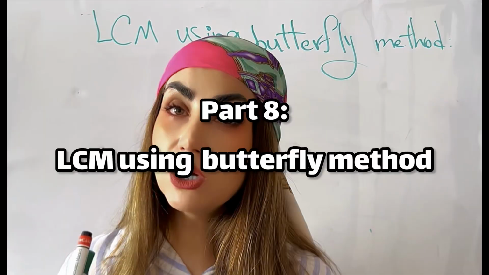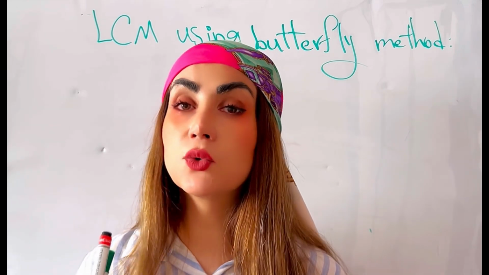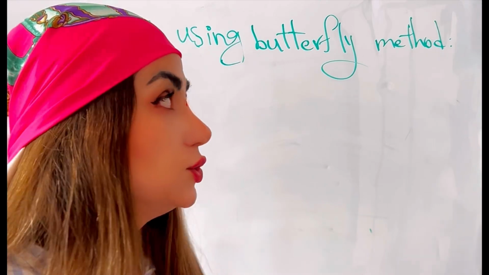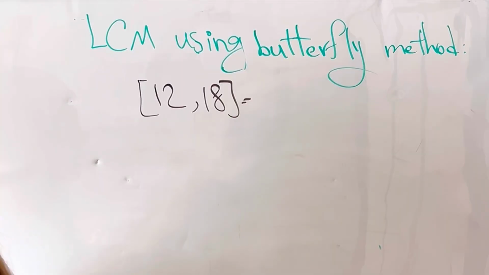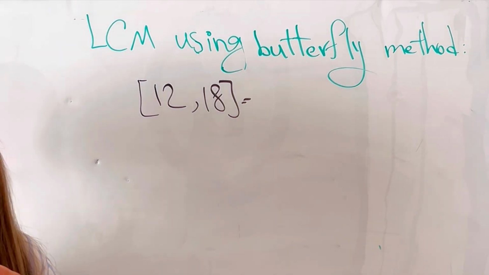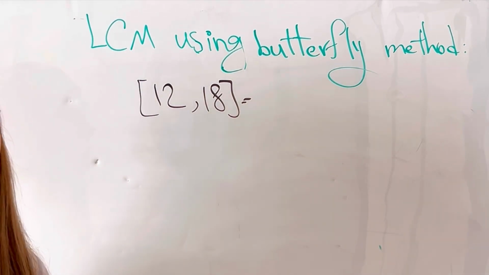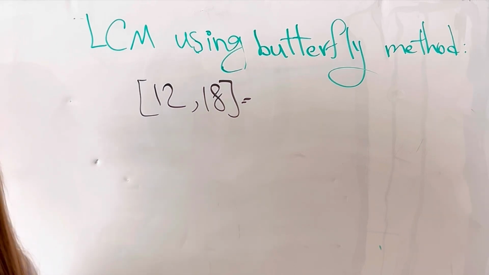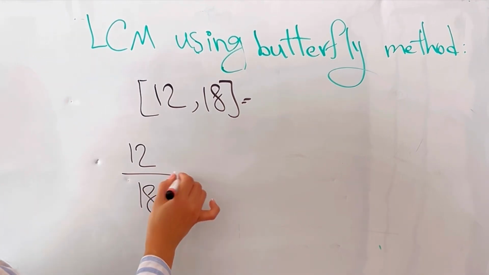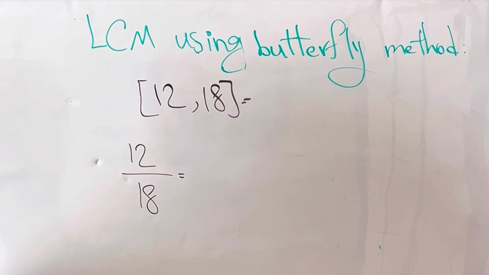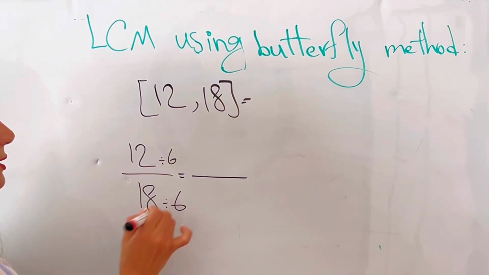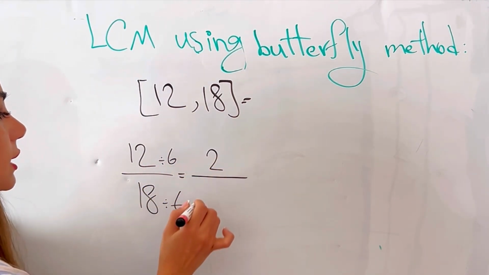Now I wanted to show you a quick and really cool shortcut for finding the LCM of numbers by using the butterfly method. Now I want to find the LCM of 12 and 18. Just write the two numbers, one on top of the other. It doesn't matter which number goes on top or bottom. 12, 18, and then simplify as much as you can. Divided by 6, 12 and 18 become 2 and 3.